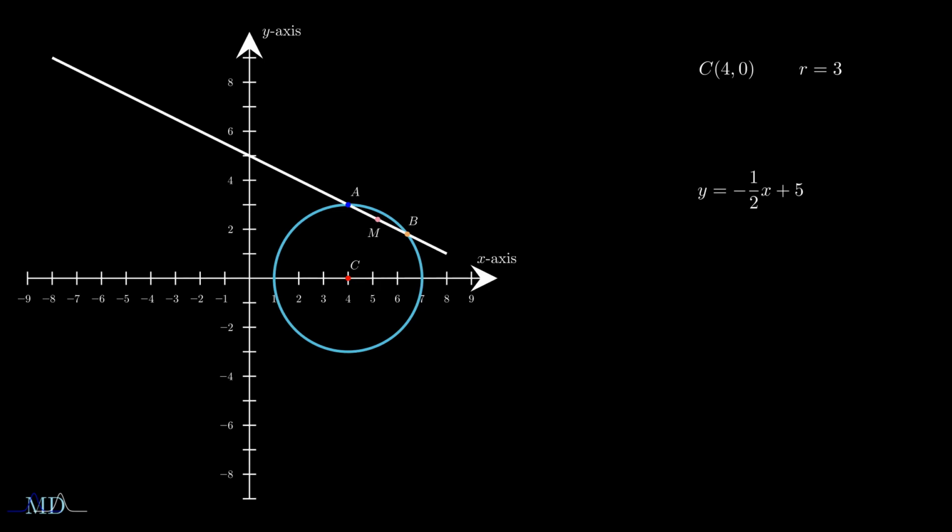So first of all, we have to find the coordinates of the 2 points A and B that determine the chord of the circle. We make a system with the equation of the circle and the equation of the line.